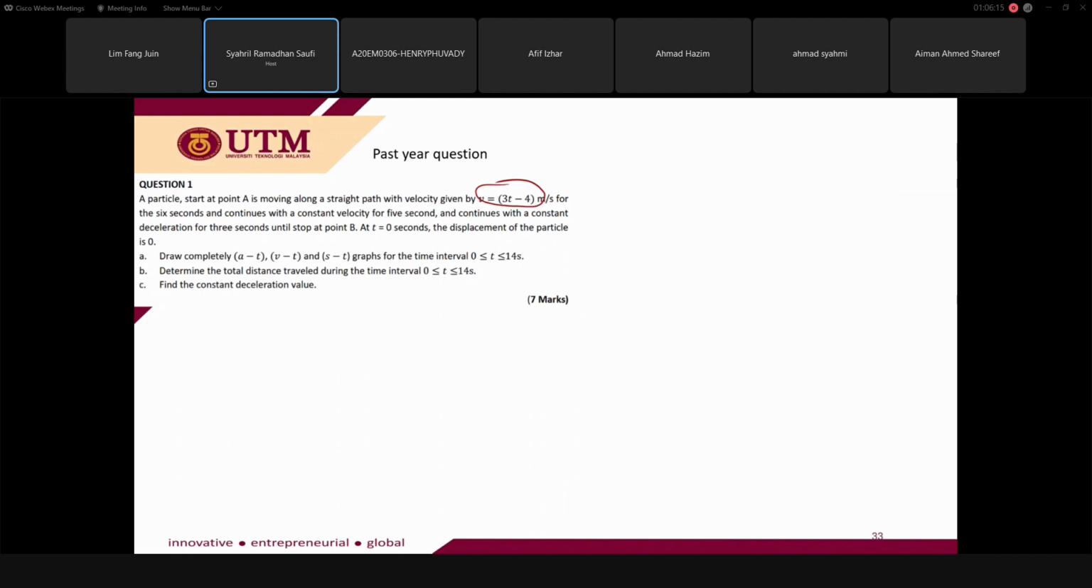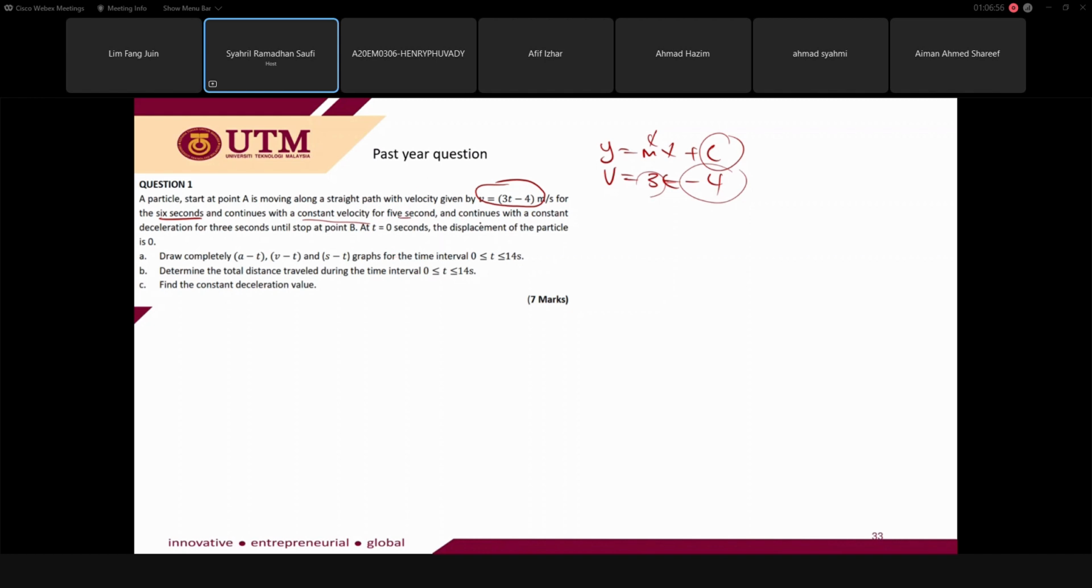You know that if y equal to mx plus c, this is the gradient, this is the y-intercept. So v equal to 3t minus 4: the y-intercept is negative 4 and the gradient is 3 for 6 seconds. So if you draw the graph, you need to refer to this line equation for the 6 seconds. And then it continues with constant velocity. Constant velocity means that the velocity against t graph is just a constant value, no gradient, for 5 seconds.